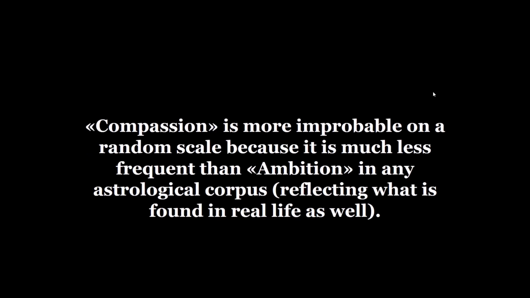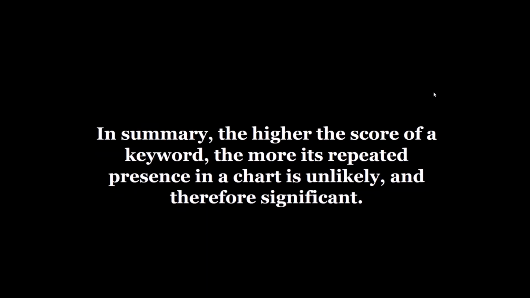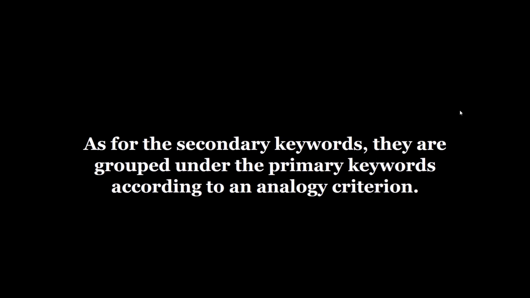Compassion is more improbable on a random scale because it's much less frequent than ambition in any astrological corpus, reflecting what is found in real life as well. In summary, the higher the score of a primary keyword, the more its repeated presence in a chart is unlikely and therefore significant. As for the secondary keywords, they are grouped under the primary keywords according to an analogy criterion.